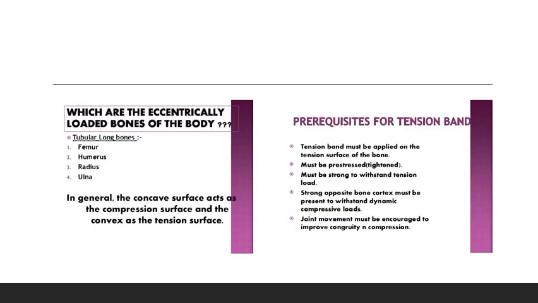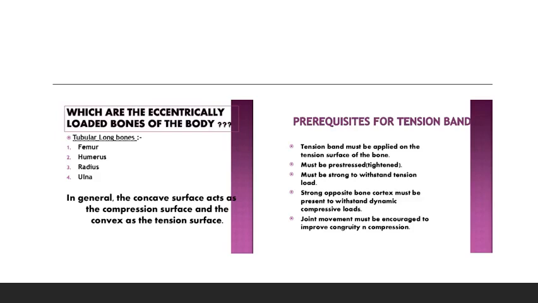Which are the eccentrically loaded bones of the body? This includes tubular long bones like femur, humerus, radius, ulna, and the other is patella. In general, the concave surface acts as the compression surface and the convex as the tension surface. For example, in femur, anterior cortex is convex, posterior cortex is concave. So concave surface acts as a compression surface and convex as the tension surface.